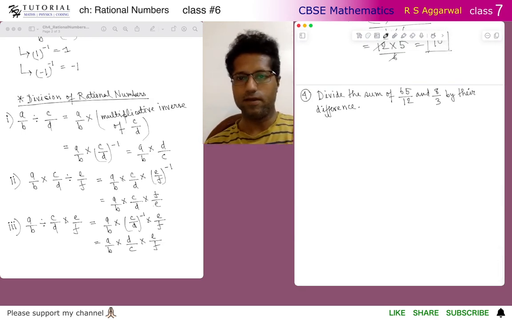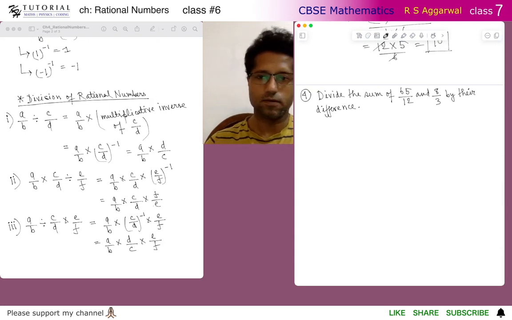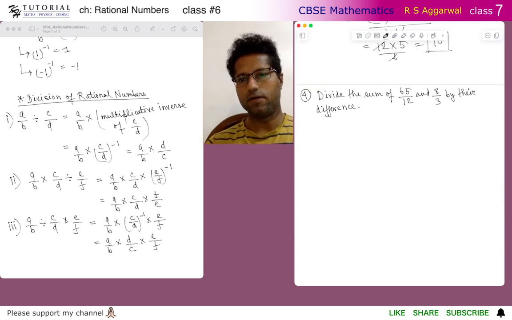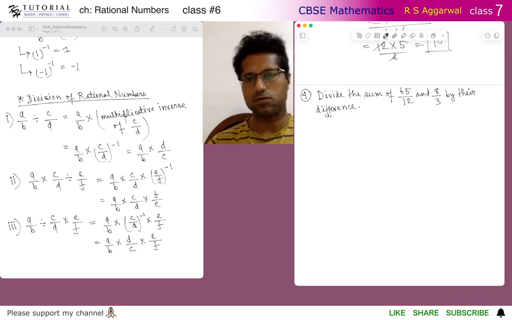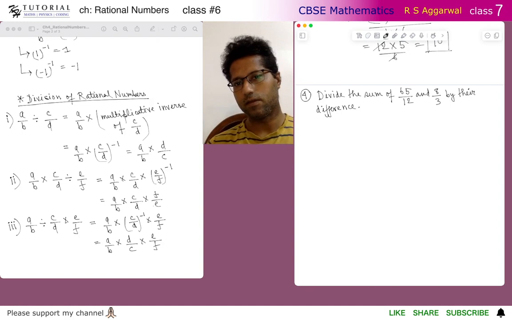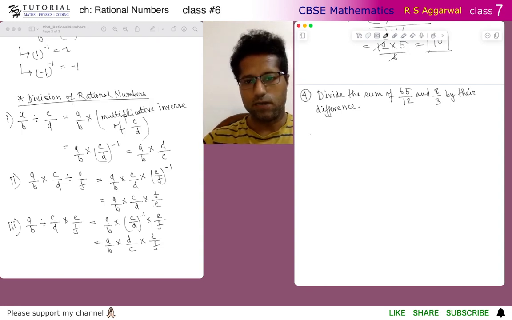It says divide the sum of 65 by 12 and 8 by 3 by their difference. Okay, we are given two rational numbers and we are asked to divide the sum of these rational numbers by their difference. So let's first find the sum and the difference. Sum is 65 by 12 plus 8 by 3.